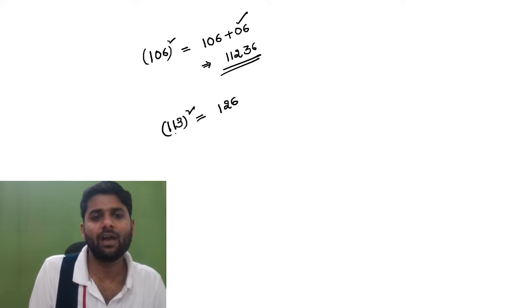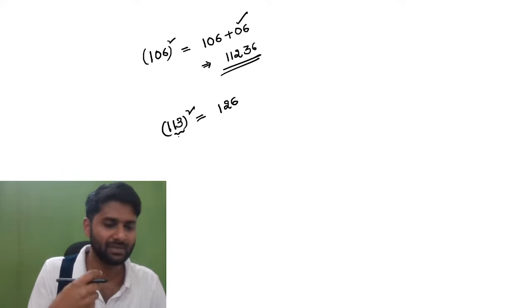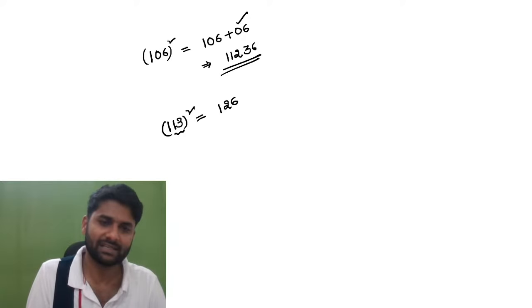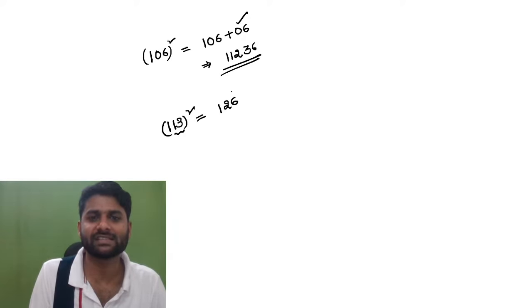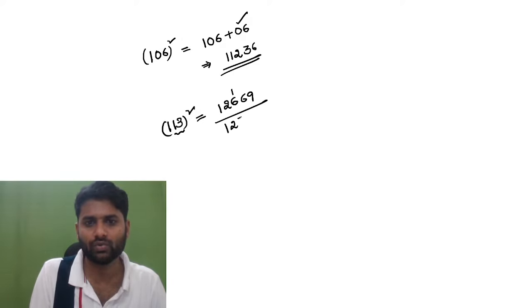Now we have to take 13 square. Why? Because we added 13 units, right? So 13 square is 169. So write down two digits here and one is carry over. So the answer, 12769, is the correct answer.